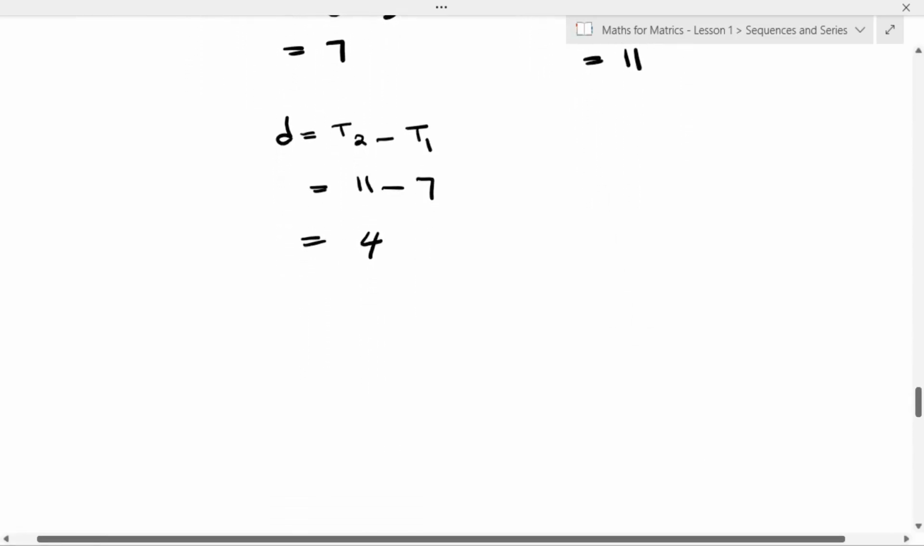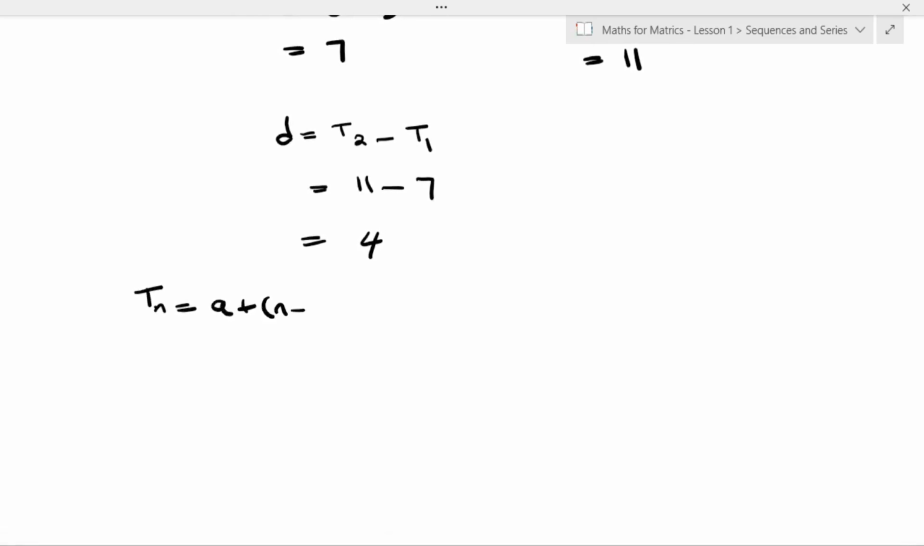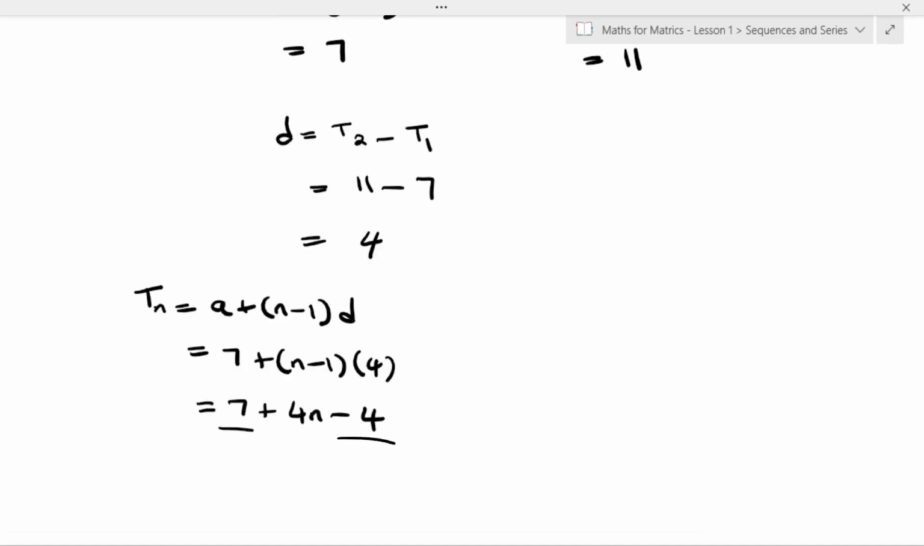The general term of an arithmetic sequence is Tn is equal to a plus (n minus 1) in brackets times d. Let's substitute our a and d into the formula. Now, let's get rid of the brackets. Seven minus 4 is 3. Therefore, the nth term, Tn, is equal to 4n plus 3.